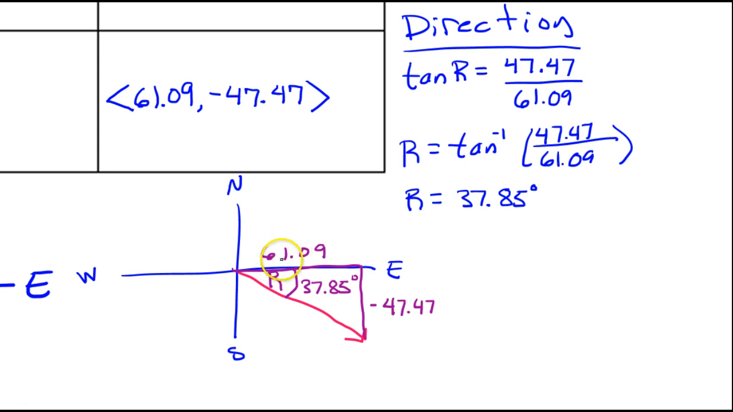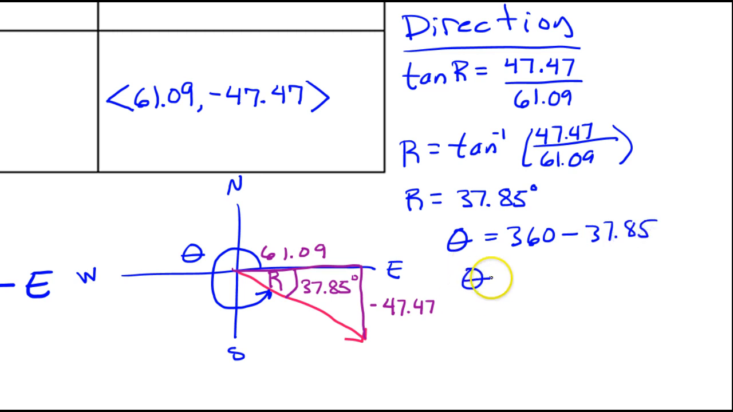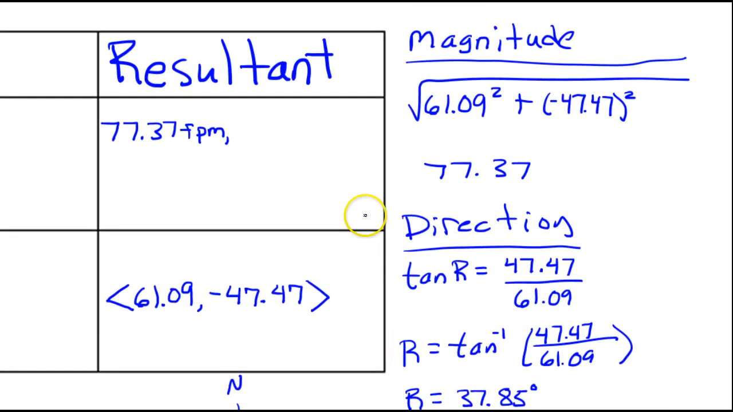Now, oftentimes what we will do is measure the direction from the positive x-axis like this. All right, we would call this theta, and we could find theta in this case by doing 360 minus the reference angle, 37.85. That's 322.15 degrees. And then we would record that on the table.